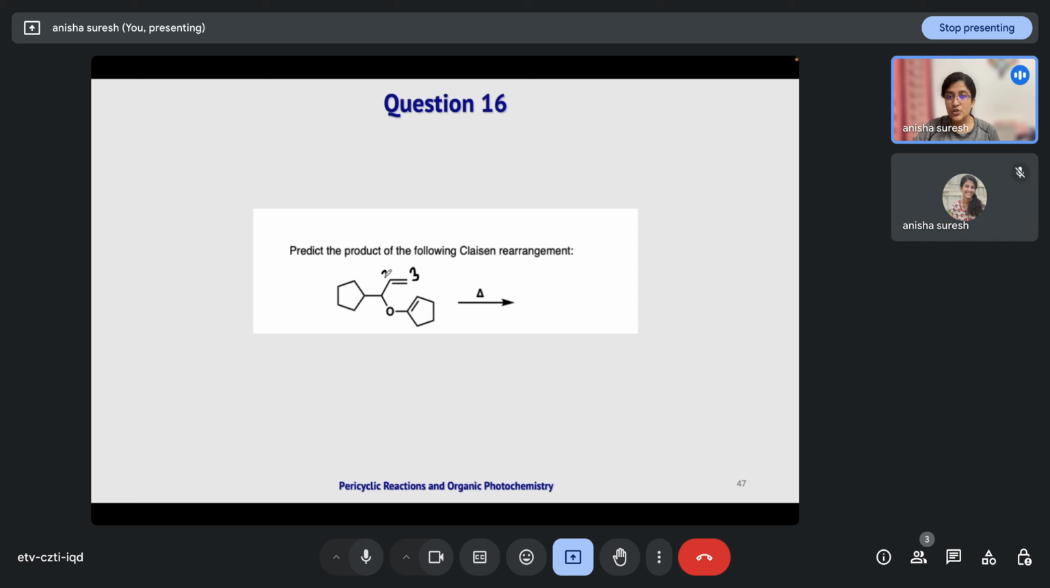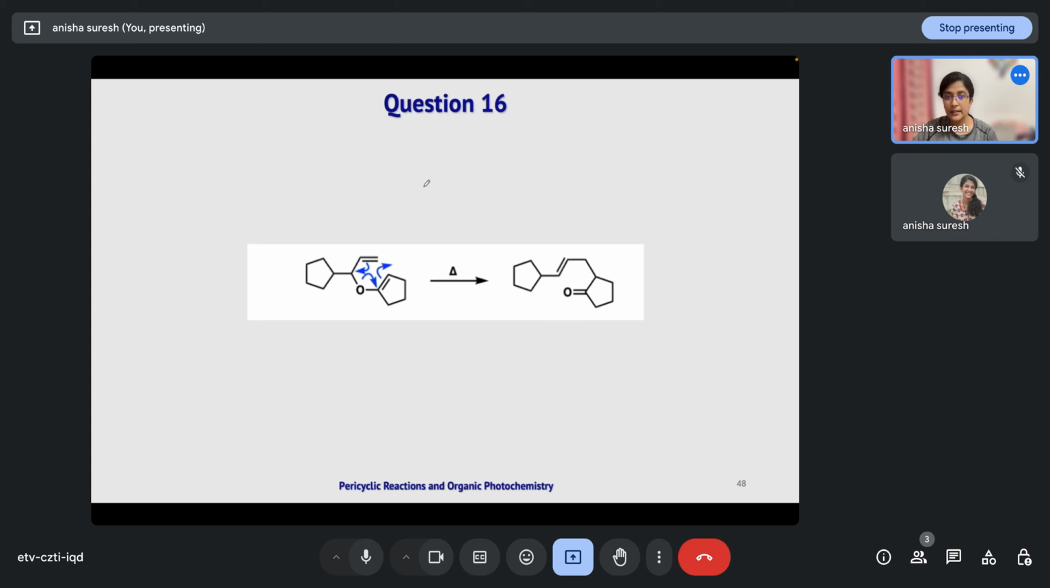So it is a 3 2 1 3 2 1 system, and it will undergo a Claisen rearrangement, and the final product forming will have a carbonyl, and this carbon will be attached here, the double bond will be coming here, C3, C2, C1, and this will be attached to the cyclopentane. This will be the final product that is forming.